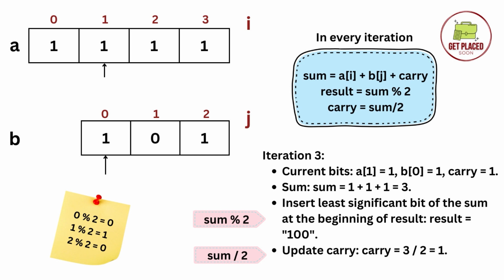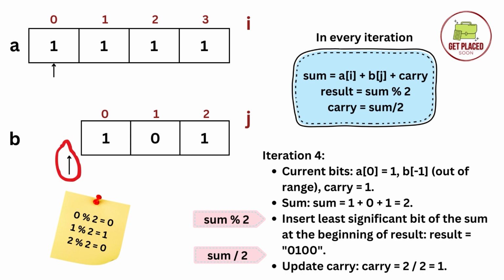Now appending the least significant bit of sum to the result. Sum modulo 2, 3 modulo 2 gives you 1. So append 1 to the left side of the result. Already you have 0 and 0, now appending 1, the result becomes 1 0 0. Now calculating carry for the next iteration, that is 3 divided by 2, sum divided by 2. It gives you 1.